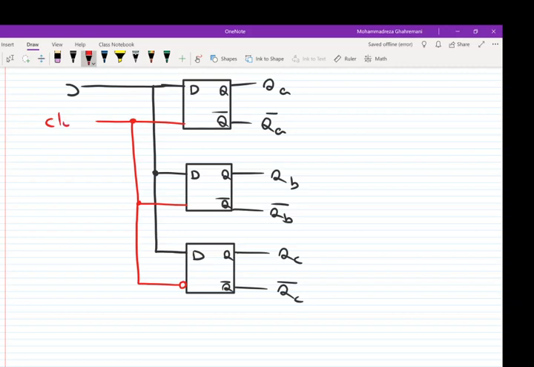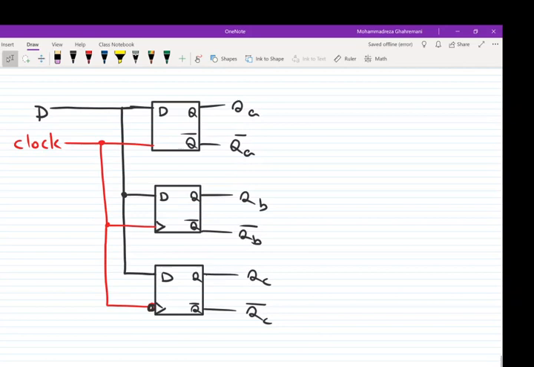This clock, and the second one has this triangle. The third one has both triangle and circle. So if we want to identify these three storage elements, definitely we know that this one is a high level sensitive latch, D-latch.